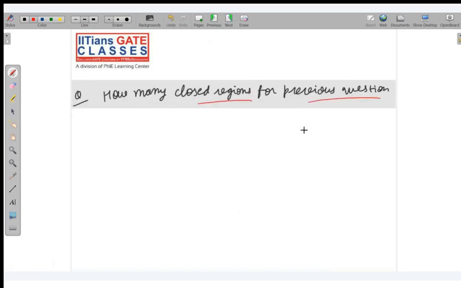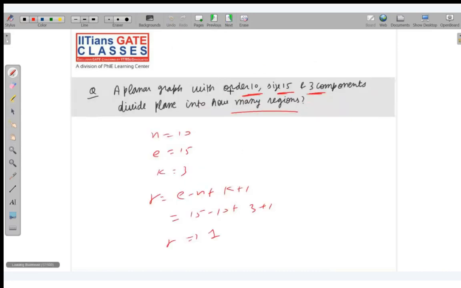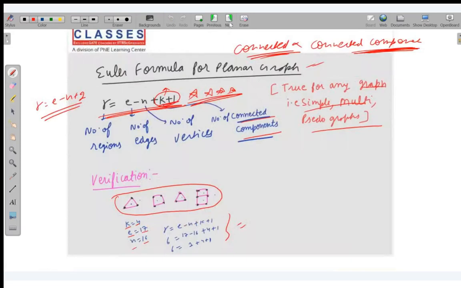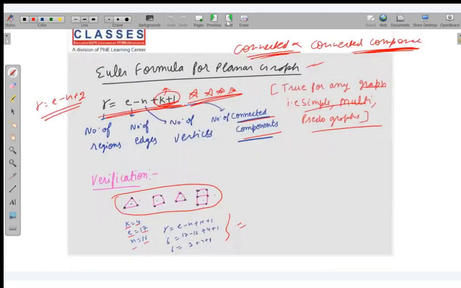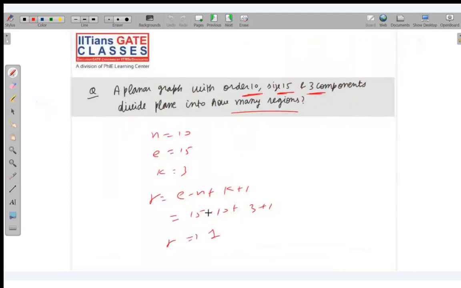So how many closed regions are there in the previous question? Okay, I have made some mistake. E minus N plus K plus 1. So the number of edges E is 15. E minus N plus K plus 1. Calculation mistake. So 15 minus 10 is 5. 5 plus 3 is 8, plus 1 is 9. 9 is the answer.